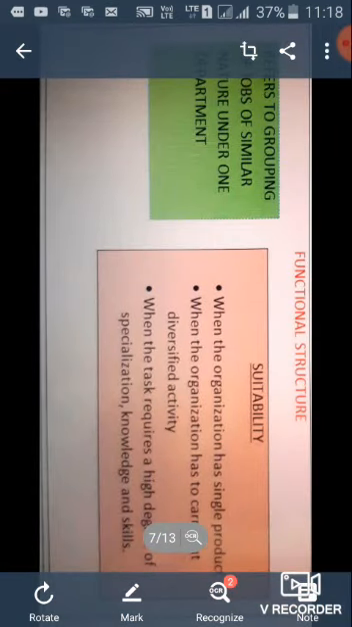Let us see what is a functional structure. It refers to grouping of similar jobs under one department. Like production department has jobs related to production, marketing department has jobs related to marketing. How is it suitable? When the organization has single product, then it is suitable. When the organization has to carry out diversified activities like production, marketing, sales, advertising, R&D, so diversified activities when it has to do, it will be using functional structure. Or the organization needs specialist, knowledgeable people, highly skilled people, then it will be using the functional structure.